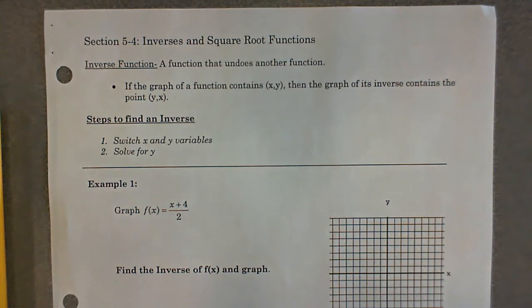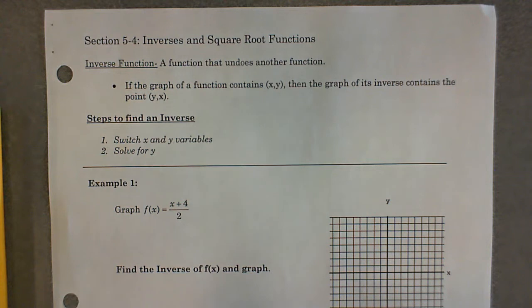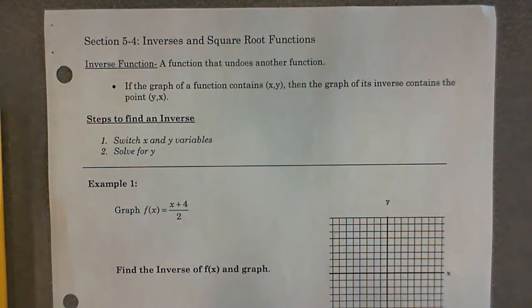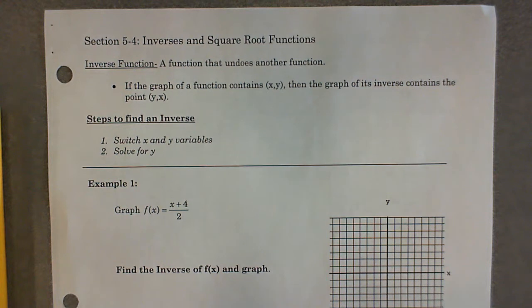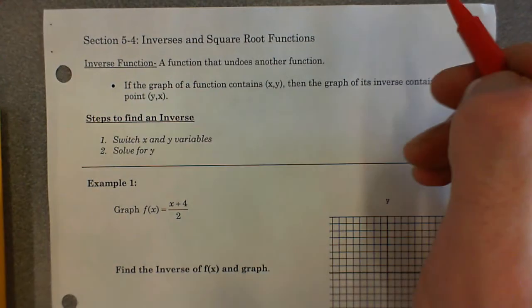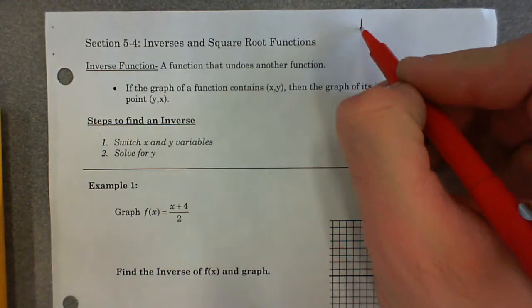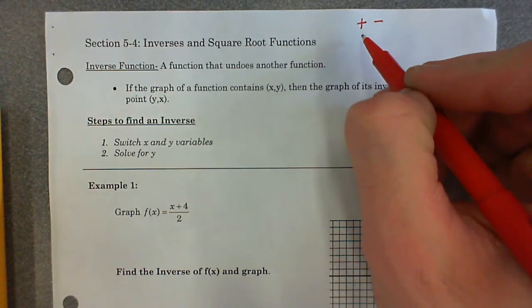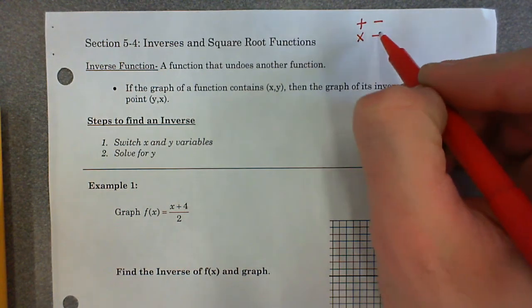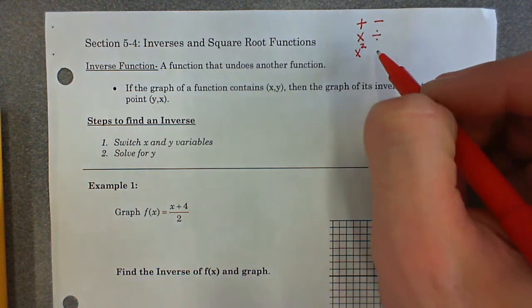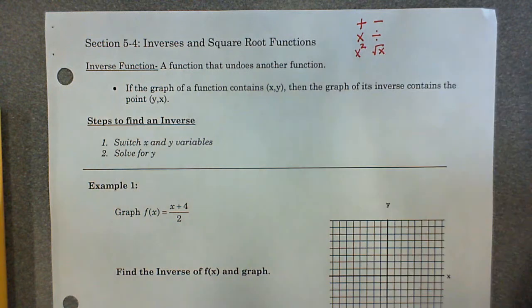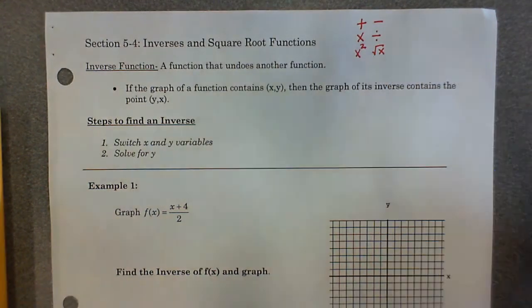Alright, this lesson is going to be on inverses and square root functions. We've talked about square roots, but we haven't talked about square root functions. Well, an inverse is when you do the opposite operation, which you already know. The opposite of adding is subtracting, the opposite of multiplication is division. So the inverse of squaring a number is square rooting a number. So we're going to look at square root functions today.